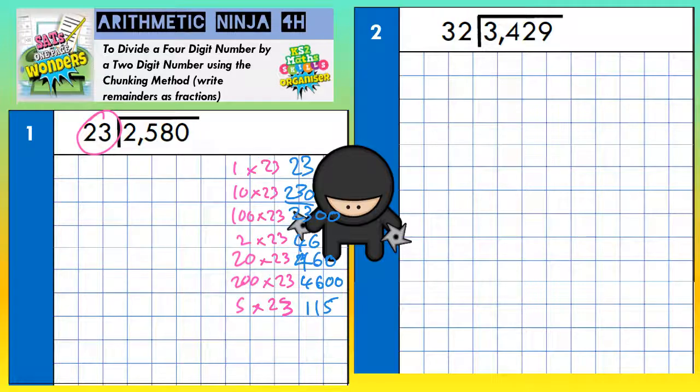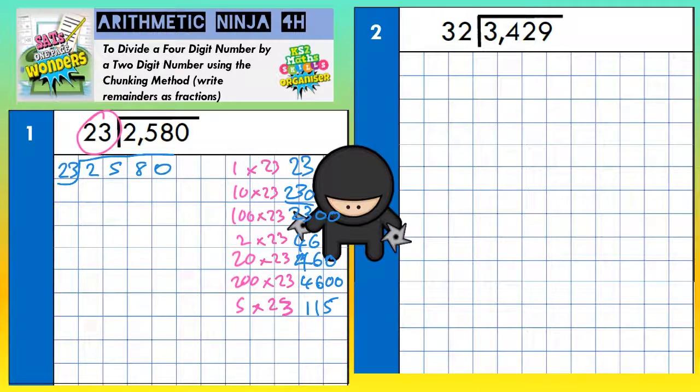All we need to do now is subtract as many chunks as we can until we get as low as we can. If we can't get down to 0, then whatever's left must be our remainder. What this means will become clear as we do more of the video. So we're just going to start by writing out the question. So 23 into 2,580.